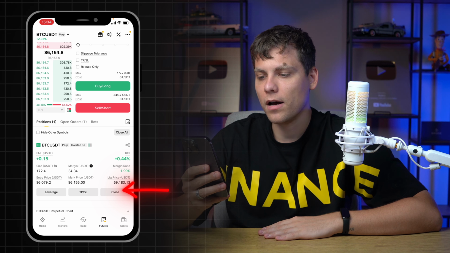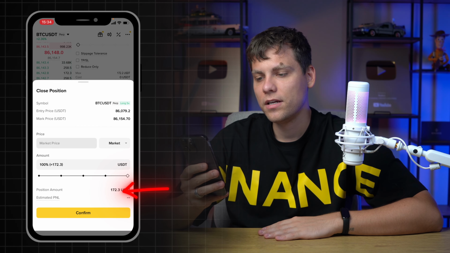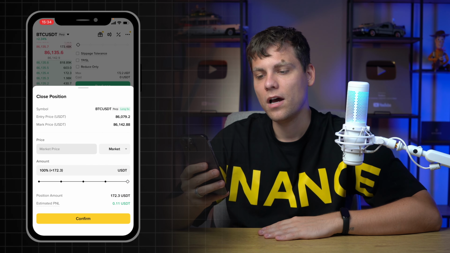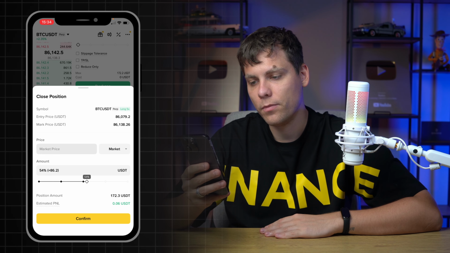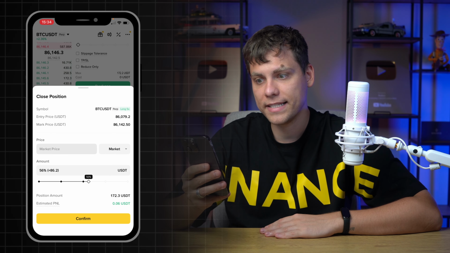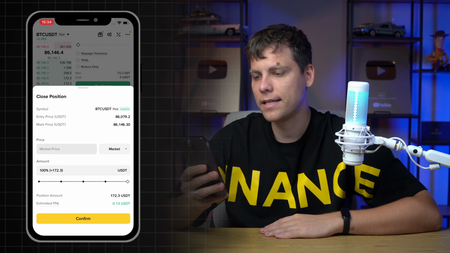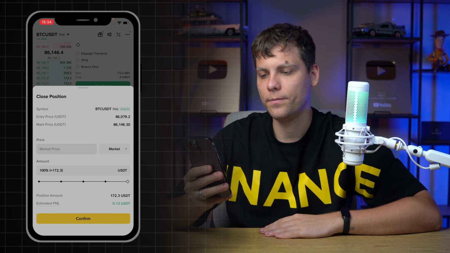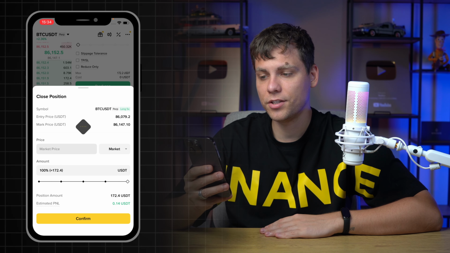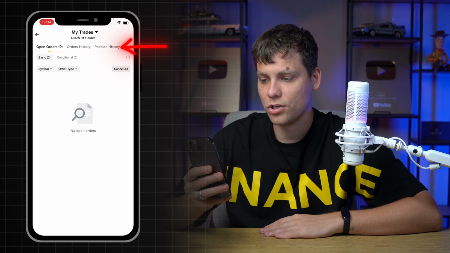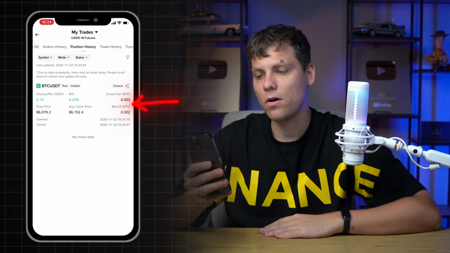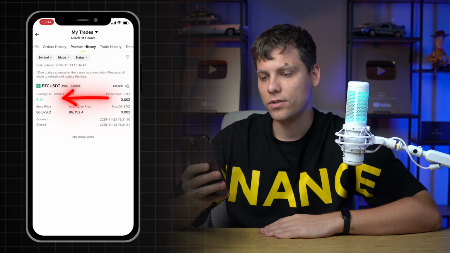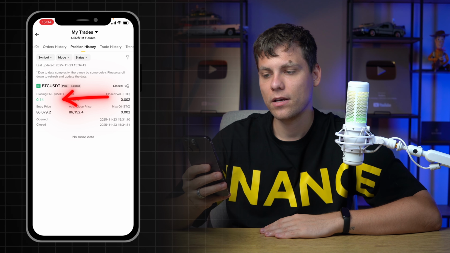Now we have the close button on the bottom right. If you press it, you can close your trade either halfway or fully. By dragging the slider, you can choose what portion of the trade you want to close. For example, let's close 100% and press confirm. After that, you can even go to the history icon on the right, open the positions history section, and here the full history of your trades will be saved. When you opened it, closed it, and how much you earned. You see that I earned 14 cents on it.